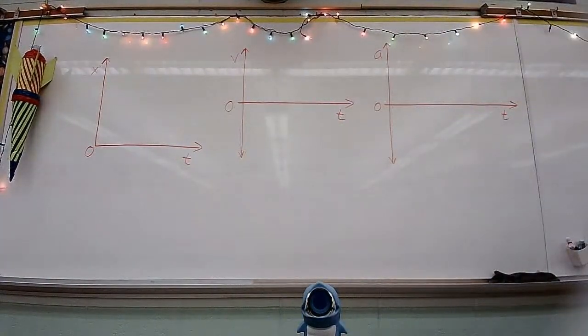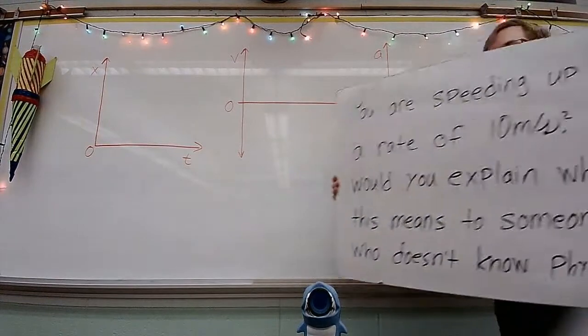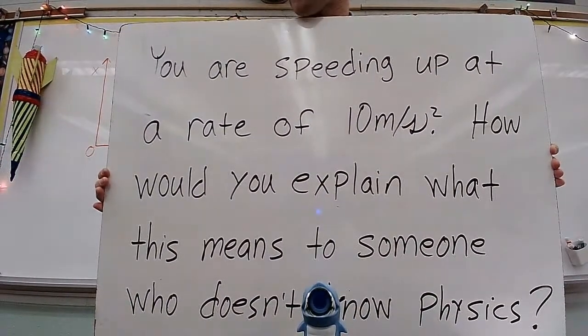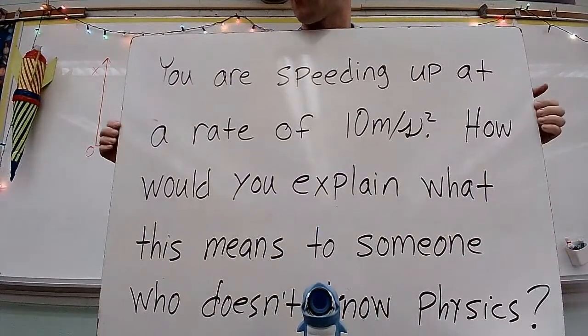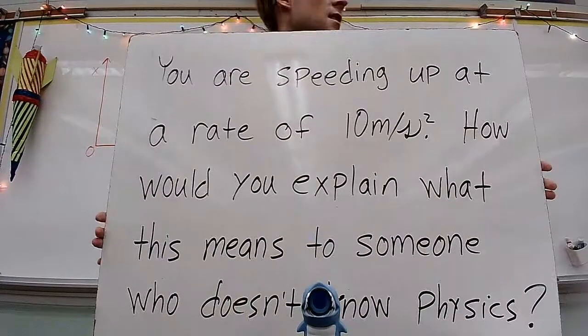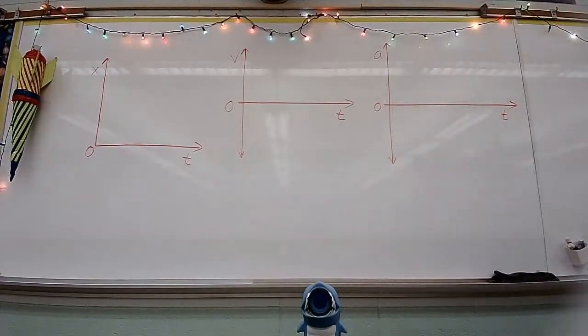So let's take a quick look at our question today. All right. You're speeding up at a rate of 10 meters per second squared. How would you explain what that means to someone who doesn't know physics?